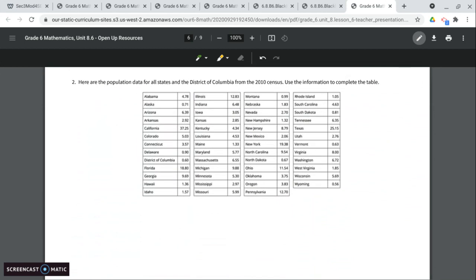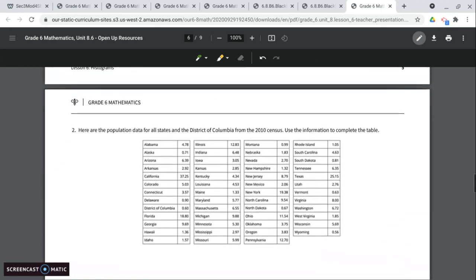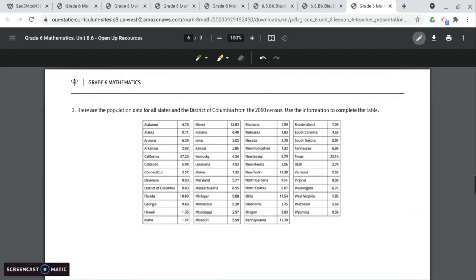So here are the population data for all the states and the District of Columbia from the 2010 census. Use the information to complete the table. So our table is looking at populations and the frequency. So how many of these have between 0 and 5 million?